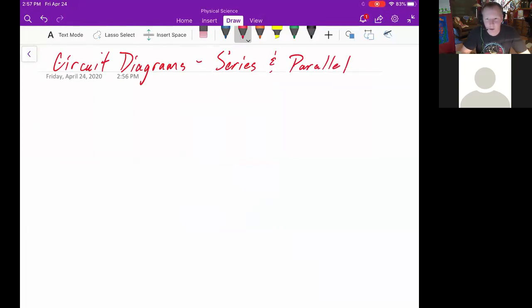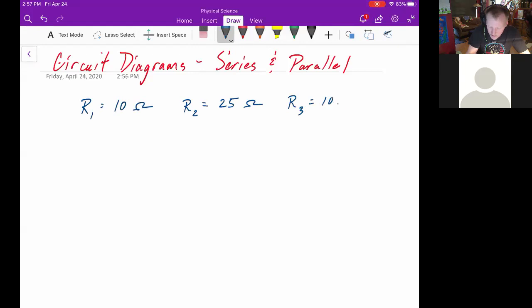And for this, I'll do one of the intermediate ones so I can show you the differences in them. Let's draw a series circuit then with 3 resistors. So we had resistors, I'm going to call it R1 was 10 ohms. R2 was 25 ohms. And R3 was 10 ohms. Now, if you used different values in these, perfectly okay.